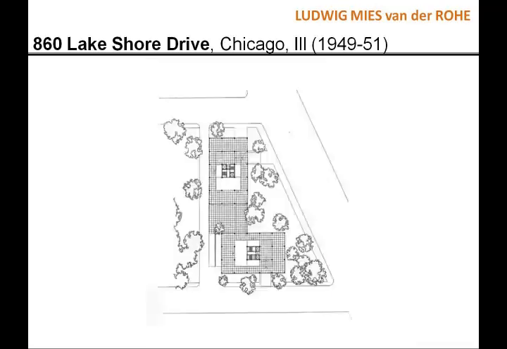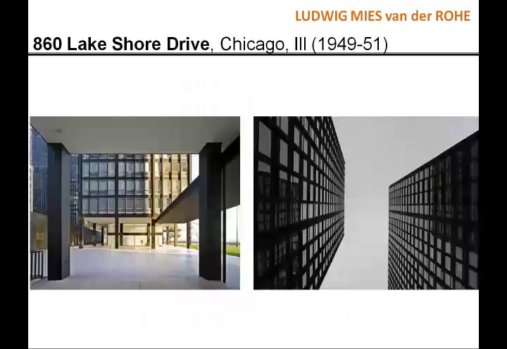So Mies approached the triangular site by arranging the two apartment buildings at cross axes towards one another, allowing views of the lake for more of the apartment units. The 90-degree angle the buildings are situated at also enclosed a plaza at the ground level, which you can see quite well here in this image. This is right on the plaza.